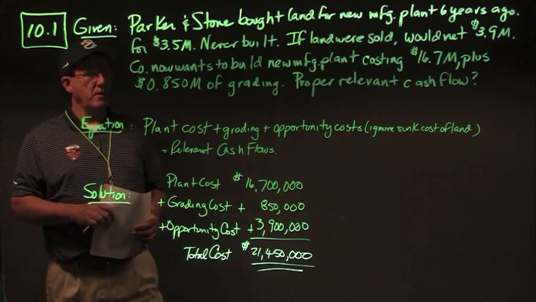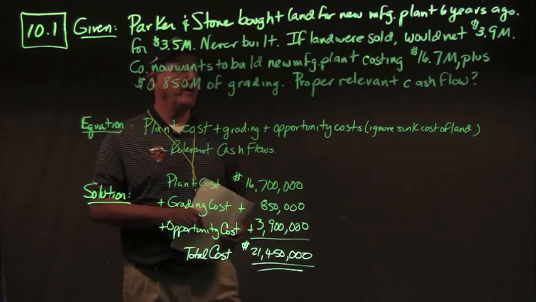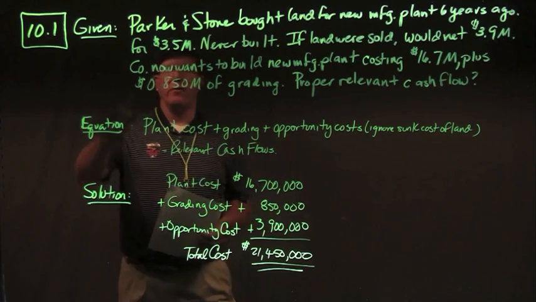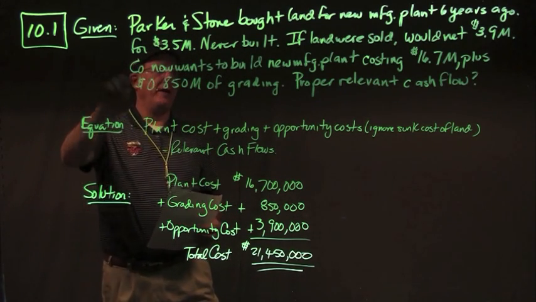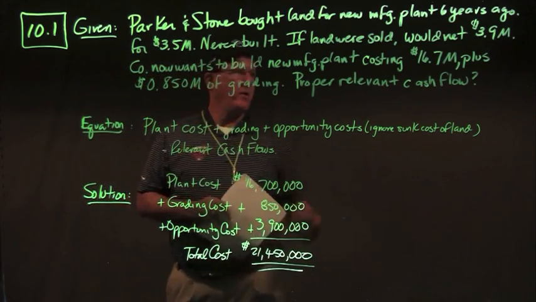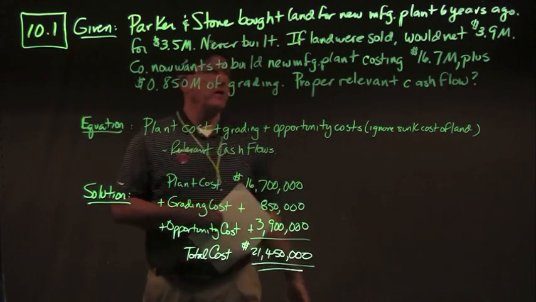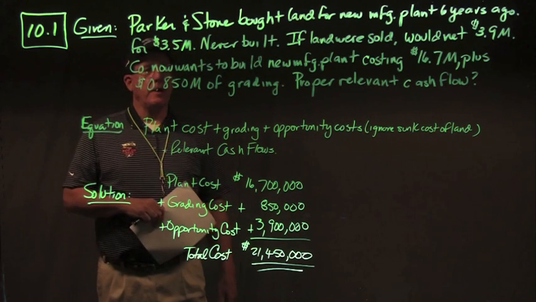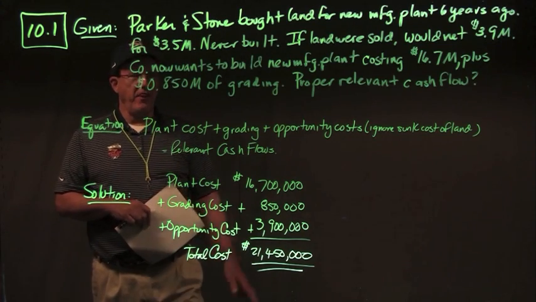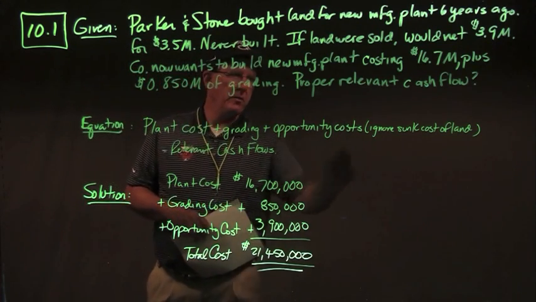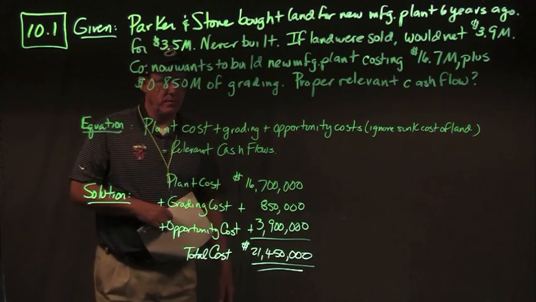Problem 10.1: Parker and Stone Company bought land for a new manufacturing plant 6 years ago for $3.5 million. Never built, so it's a sunk cost. We're going to ignore that. If the land were sold today, it would net $3.9 million, so that's an opportunity cost. The company now wants to build a new manufacturing plant costing $16.7 million today plus $850,000 of grading. What's the proper relevant cash flow in this problem?